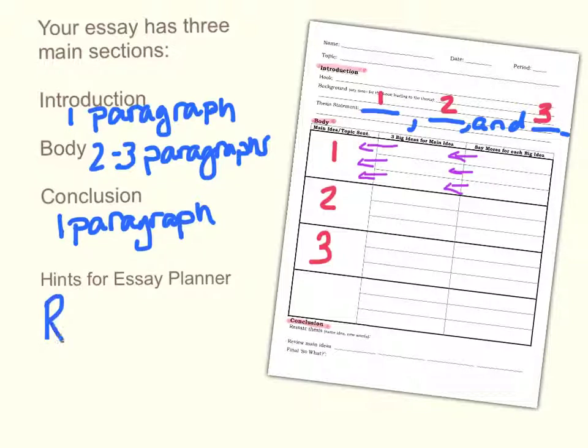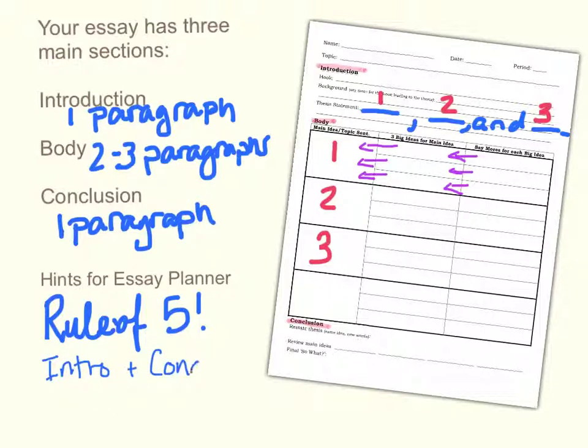Now, as you're filling that out, something to keep in mind is the rule of 5. When you write down your big ideas and your same words, don't write in complete sentences. Just get those quick things down. Also remember that your introduction and conclusion need to be completely filled in with all the things that are required. If you need help with planning your introduction and your conclusion, go to the helps on Schoology to help you figure that out.